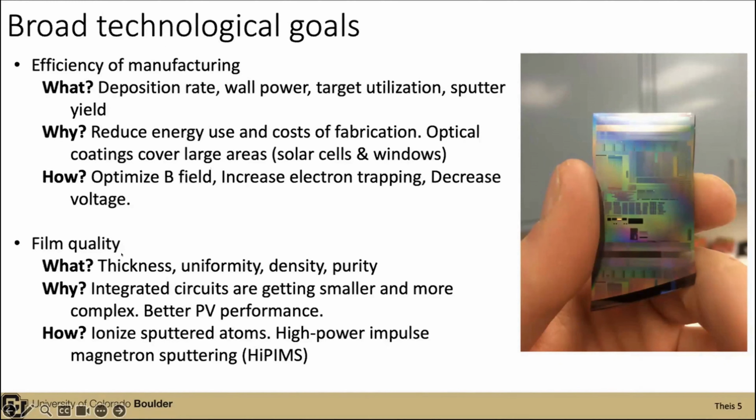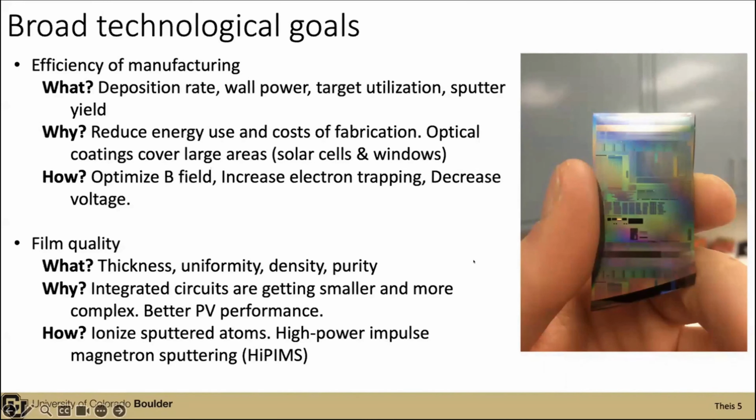Another broad category is the quality of the films. Film quality includes things like its thickness, uniformity, density, and purity. This is important, again, for the different integrated circuits that are being printed. And how people are attempting to address this now is using ionized sputtered atoms. This is extending the regime of DC magnetron sputtering, where now you're applying a pulse, and this pulse actually does a better job of ionizing those sputters, which creates a denser film.